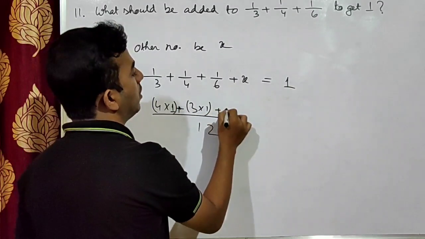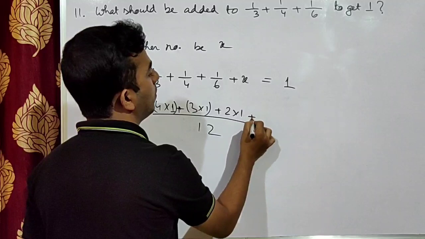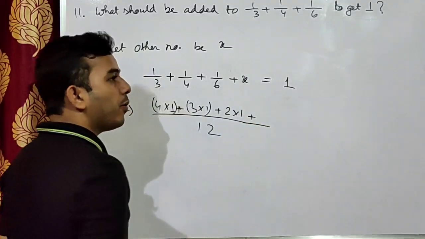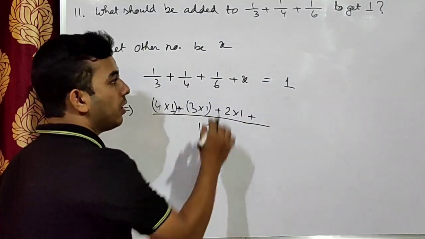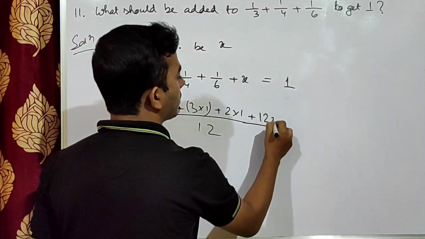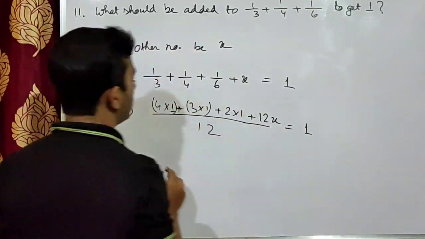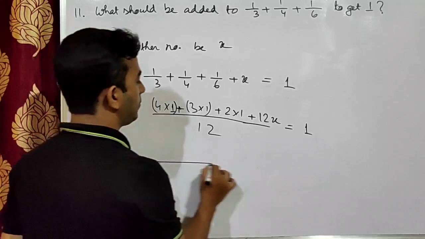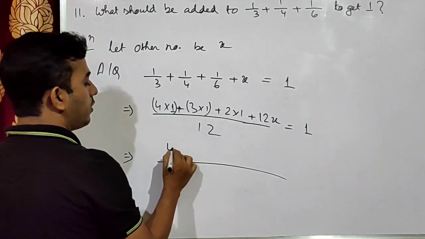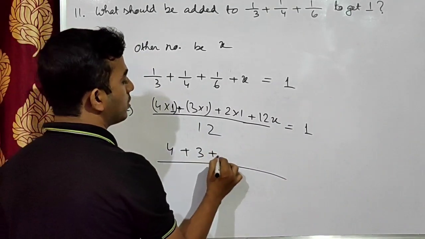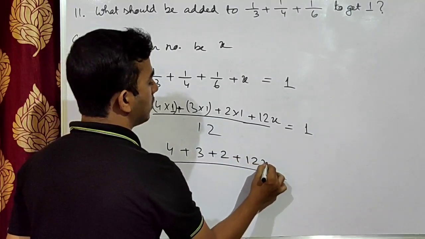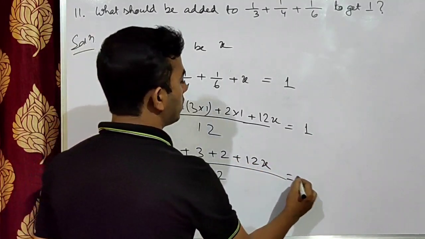Then again plus 2 into 1. Then plus 1. 12 divided by 1 is how much? 12 divided by 1 is 12. 12 into x is what? 12x equals 1. Up to this clear? Very good. So now 4 into 1 is 4 plus 3 plus 2 plus 12x divided by 12 equals 1.